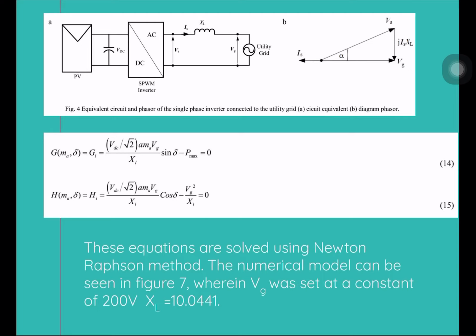And for our second equation, we have VDC over square root of 2 multiplied by A multiplied by MA multiplied by Vg all over XL, which is multiplied by our cos del, subtracted by Vg squared over XL equals 0. And these are the equations that we are going to solve using Newton-Raphson method. And the numerical model can be seen in Figure 7, wherein our Vg was set at a constant 200 volts and our XL, or our reactance, equals 10.0441.